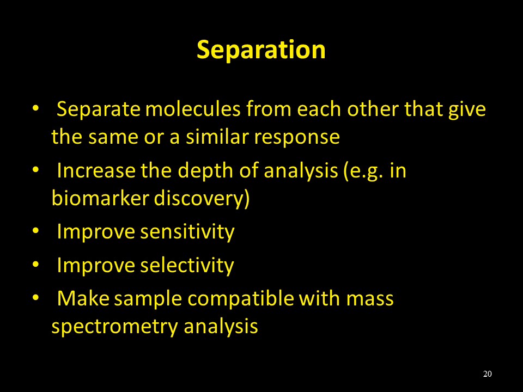Separation will also improve selectivity, as molecules with similar properties will be separated from each other and thus give different signals in the analysis. For example, different peaks in a chromatogram. Finally, separation is often needed to make samples compatible with mass spectrometry analysis. As you will see, mass spectrometry requires that molecules be transported into the gas phase, into a high vacuum system where the mass-to-charge ratio can be determined. This is not possible when there are too many molecules ionizing at the same time and competing with each other for transport into the gas phase. This is generally called ionization suppression.